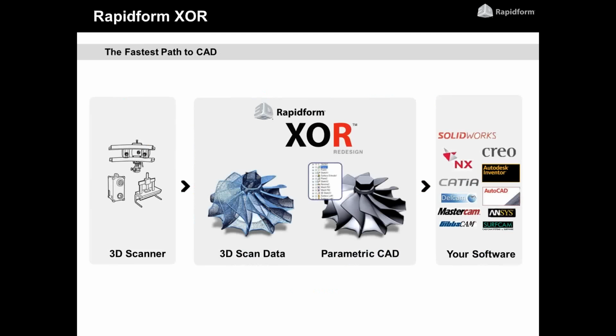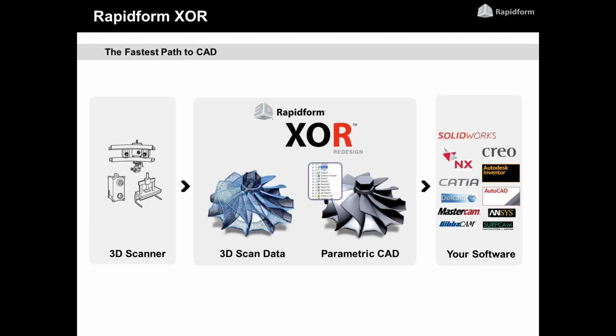Rapidform is the fastest path to CAD. We say this all the time. The first step to get scan data is we need to use a 3D scanner or a 3D measurement device to acquire all the points in order to create our parametric solid model. The next step is bringing your measured data into Rapidform, which is based on the Parasolid kernel. So we really are a CAD-based program that specializes in taking scan data and turning it into a parametric solid.